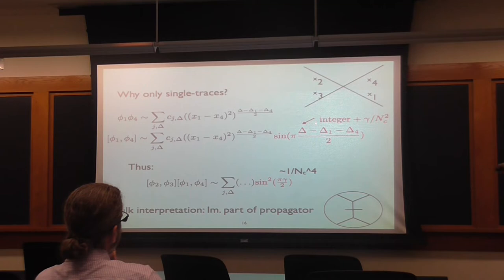So the double discontinuity doesn't care about double traces until you get one loop and one over N. So the leading connected part comes only from exchanging single traces. If you put in a single trace operator, then the sine will not be small and not be big.